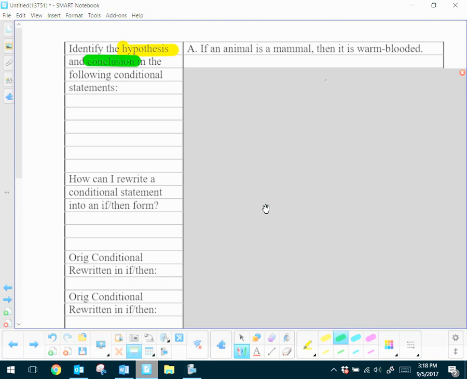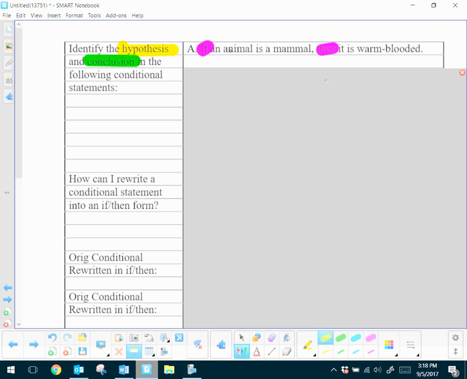So let's take a look at our first example. It says if an animal is a mammal, then it is warm-blooded. We've got a couple of keywords to use. This is in the if-then form, and we have the term if, and we have the term then. I'm going to highlight those in pink to distinguish them as the keywords that are going to help me understand what's coming next.